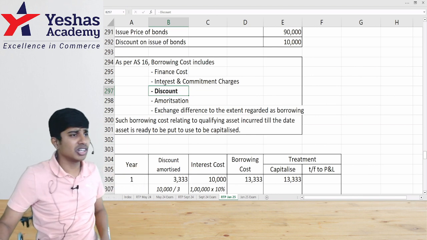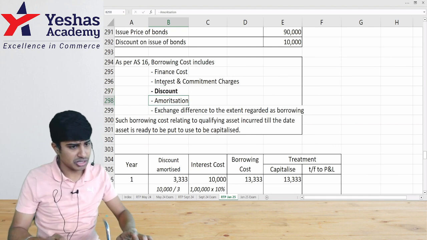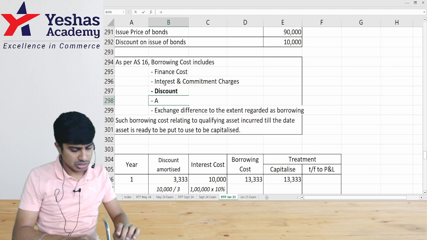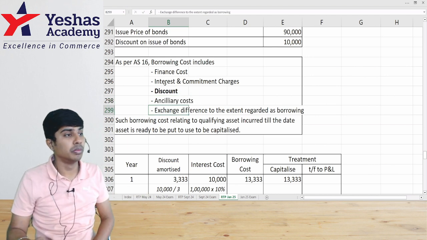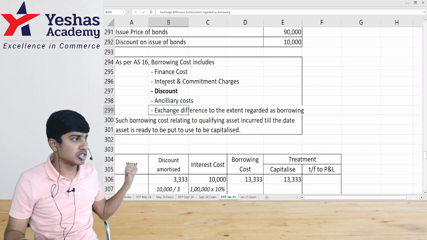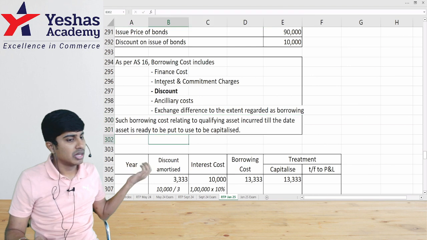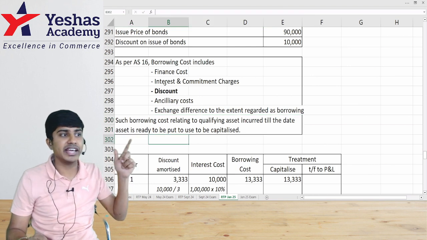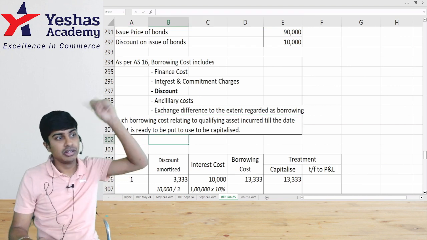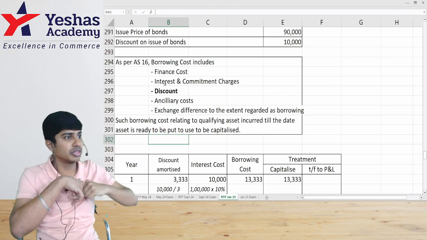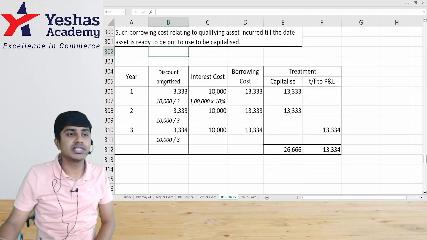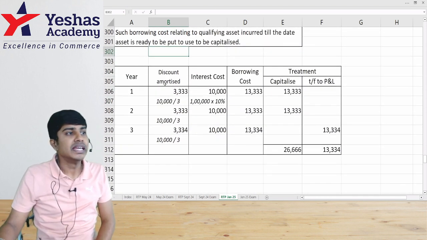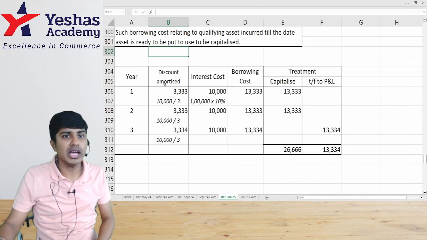And any ancillary costs, any costs incurred for taking the loan, processing fee and all of that, should also be treated as borrowing cost. And exchange difference to the extent regarded as borrowing cost as per AS 11. Read with that. We've done some questions on that as well. And this is how it is. And the answer is 26,666 rupees is to be added to the cost of the asset.